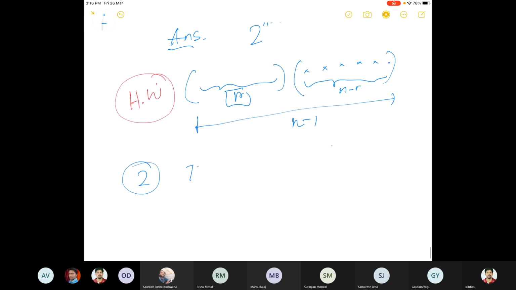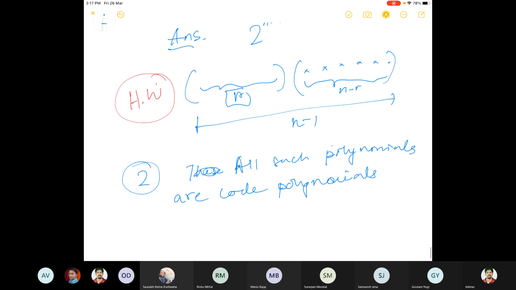So all such polynomials are code polynomials in an n comma k cyclic code.